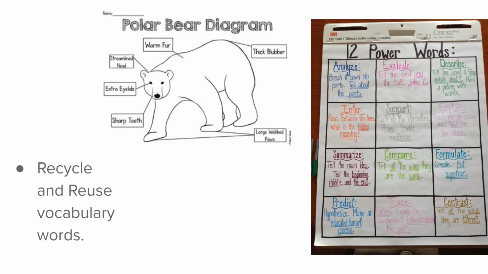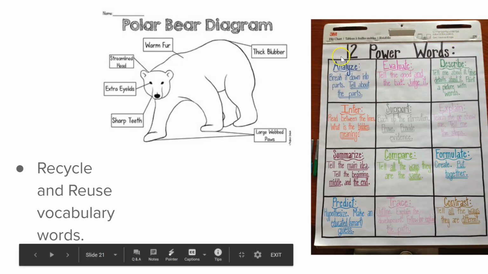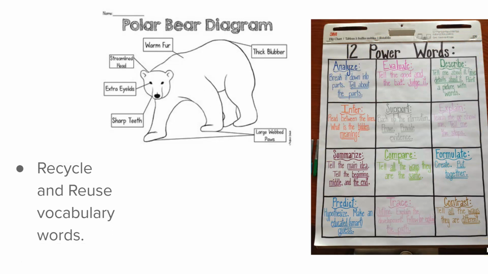And I really like this anchor chart. I actually had this in my classroom last year, of power words. This is academic vocabulary, and students see this vocabulary across domains. So they might see the word, let's use the word predict, for example. They will see it in ELA. They'll also see that word in science. They might see it in social studies or math.